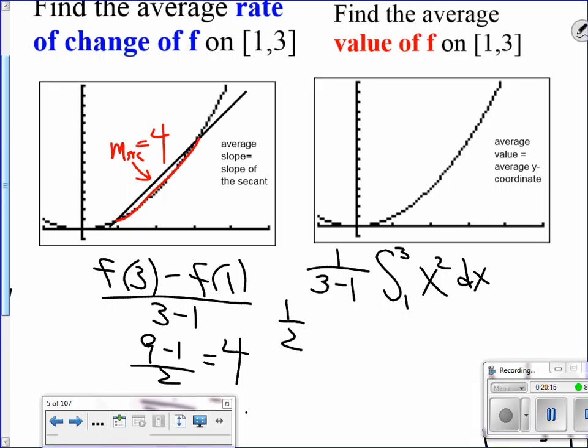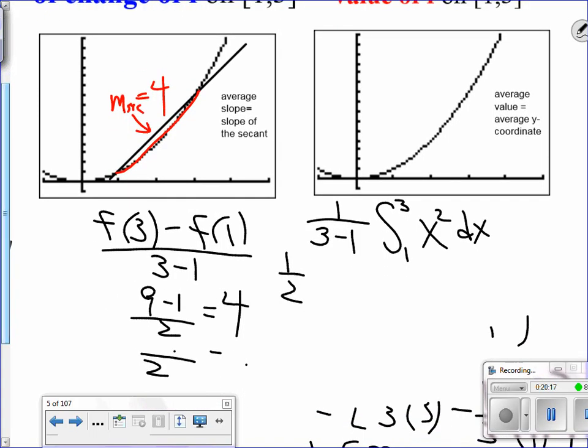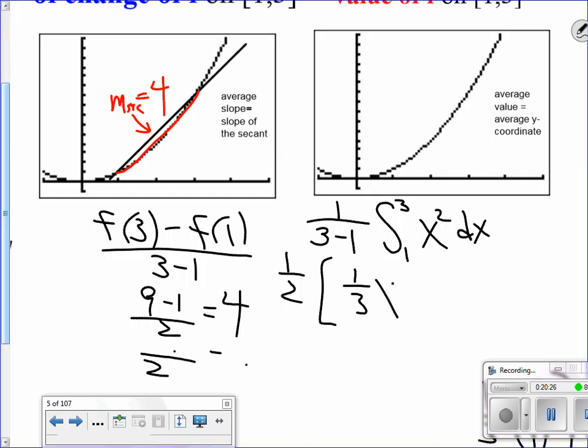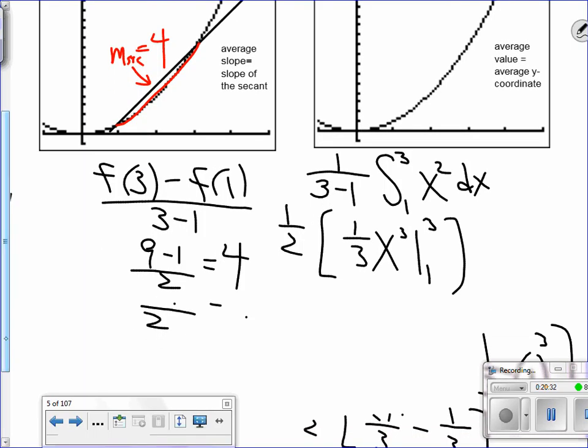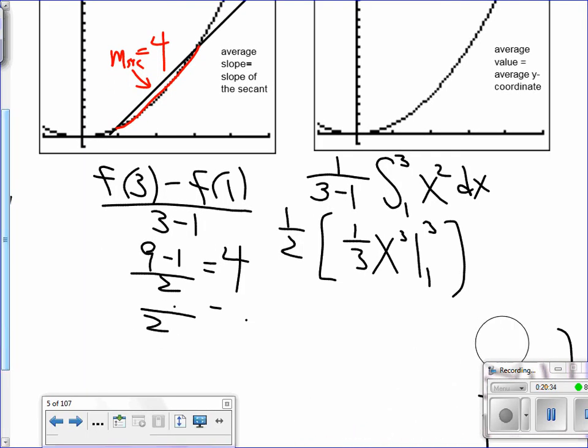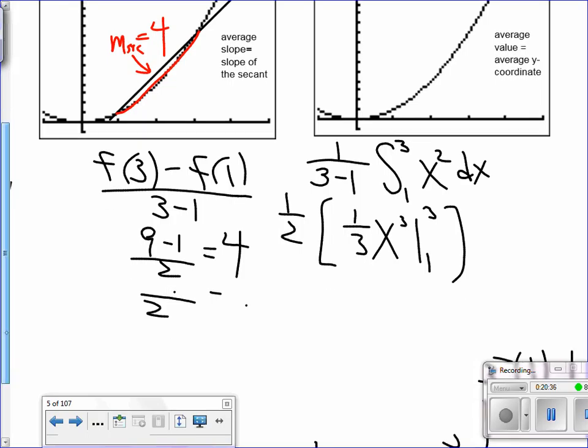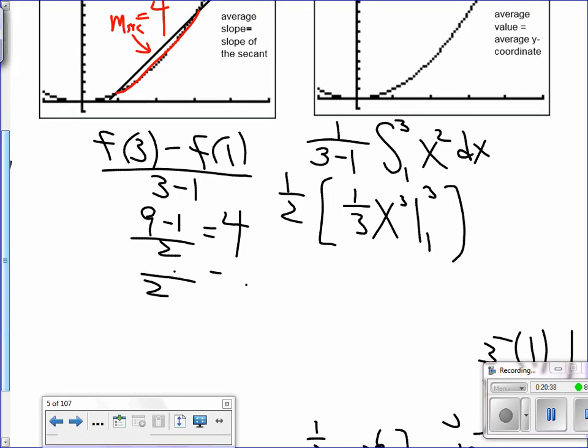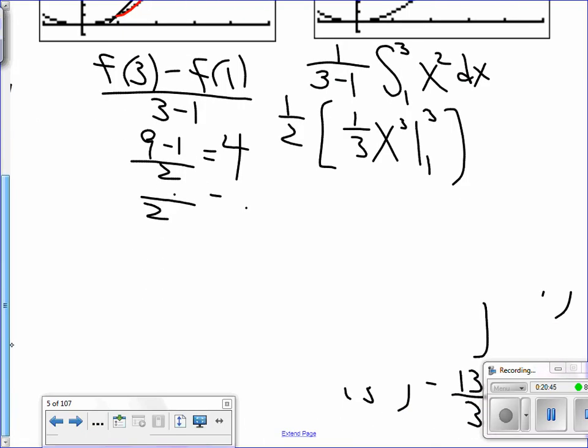All right? So we'll write what I have down here. The antiderivative of x squared is 1/3 x cubed. We have to evaluate that from 1 to 3. What do you have for an answer? Anyone else get that? Yes, because it's right. That's why you got it.